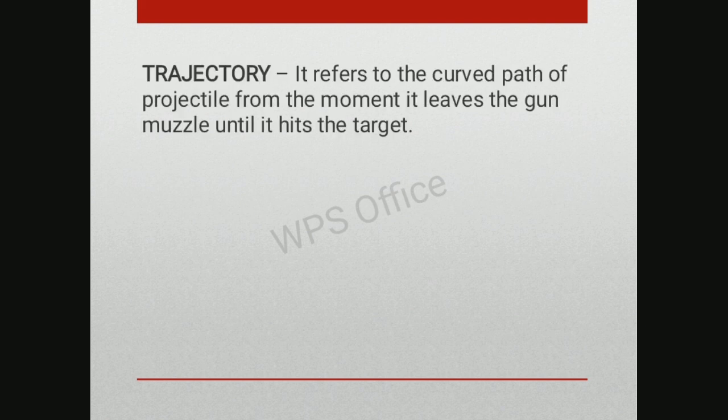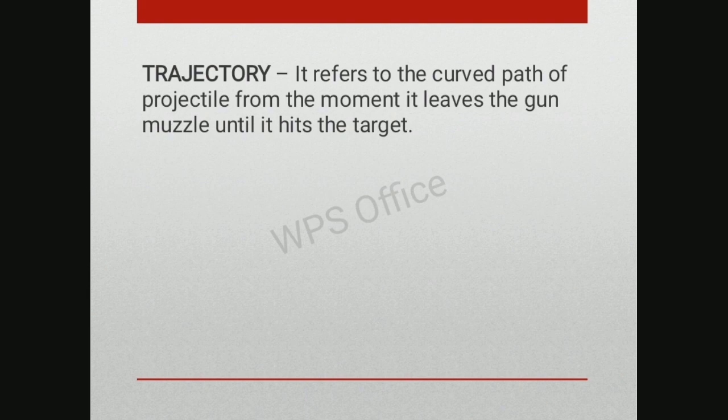We have also the trajectory. The term trajectory refers to the curved path of the projectile from the moment it leaves the gun muzzle until it reaches the target. So, contradictory to what we are seeing, usually we believe that the bullet travels a straight path from the firearm to the target. That's actually not true, because there is this thing called trajectory. If we observe the trajectory carefully, we will notice that the bullet really does not travel straight forward from the firearm to the target.